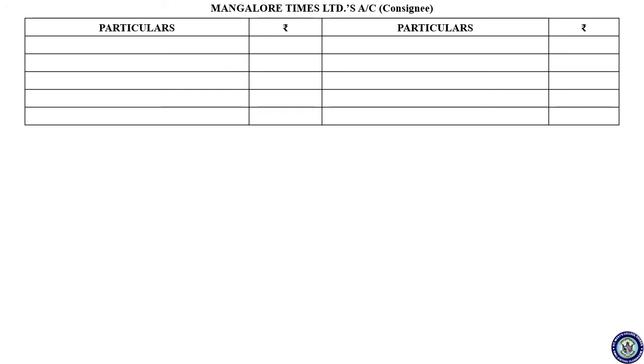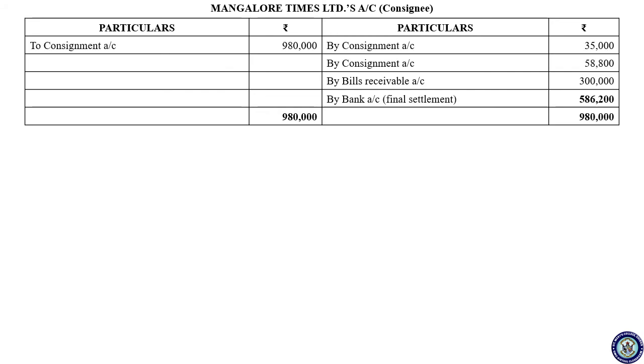Okay, check your answer. First you have to write to consignment, that is the sale of wristwatches. Then the expenses and the commission, that is by consignment 35,000 expenses, by consignment 58,800, that is the commission value. Then they have drawn the bill of rupees 3 lakh to Mangalore Limited. So 3 lakh on the credit side. The settlement amount, that is by bank 5 lakh 86,200. That is a balancing figure.